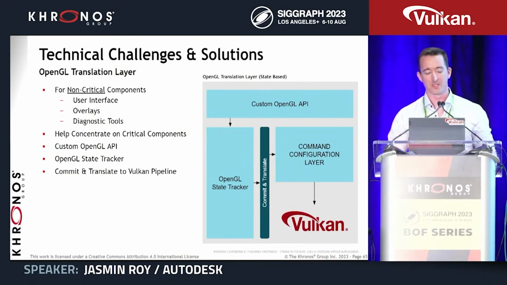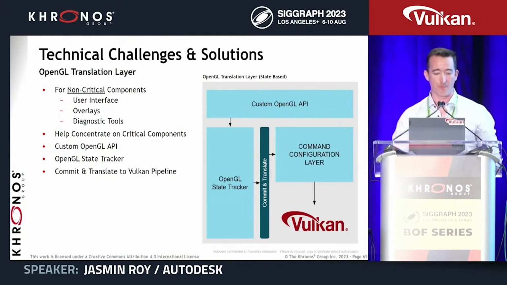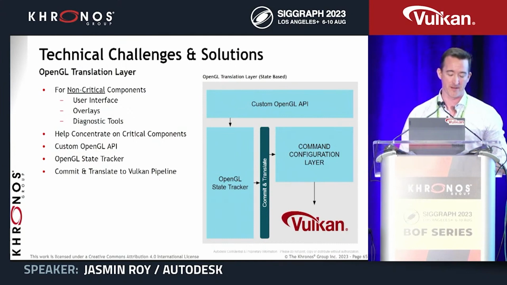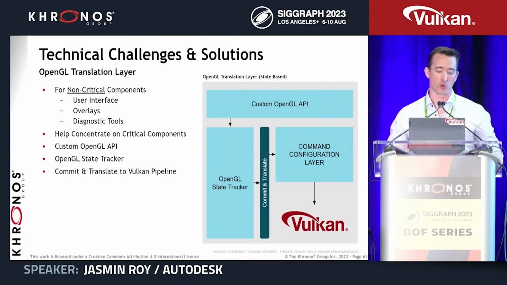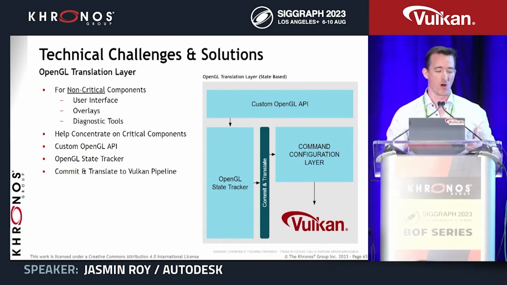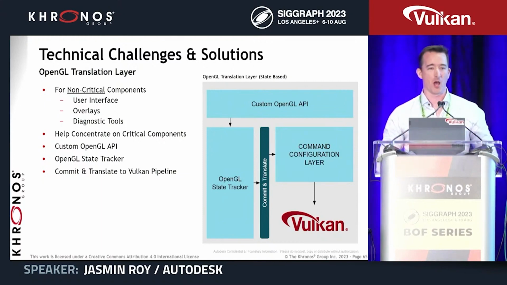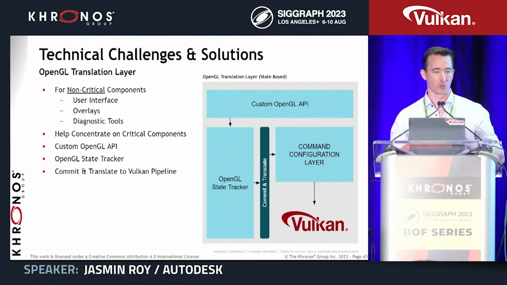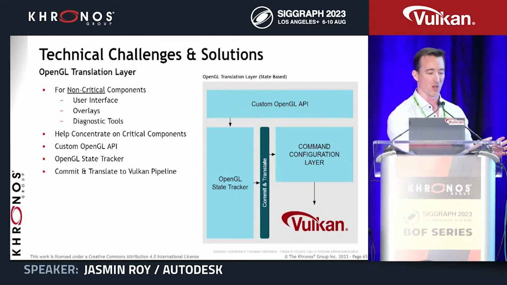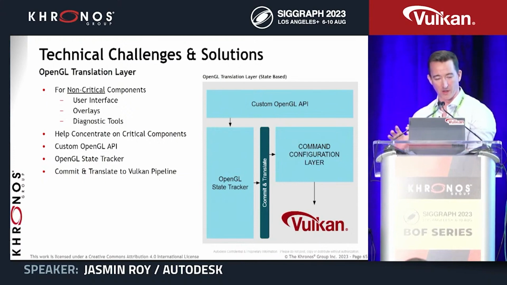So what we did is an OpenGL translation layer. We created this wrapper around the OpenGL API, which basically tracks the whole state. So when these tools need to render or draw, it basically translates and commits all of the state into actual Vulkan pipelines and commands. Obviously, you cannot optimize that much when you use this, so you use these things only for the non-critical components, and that's exactly what we did, and we concentrated on the really critical stuff.